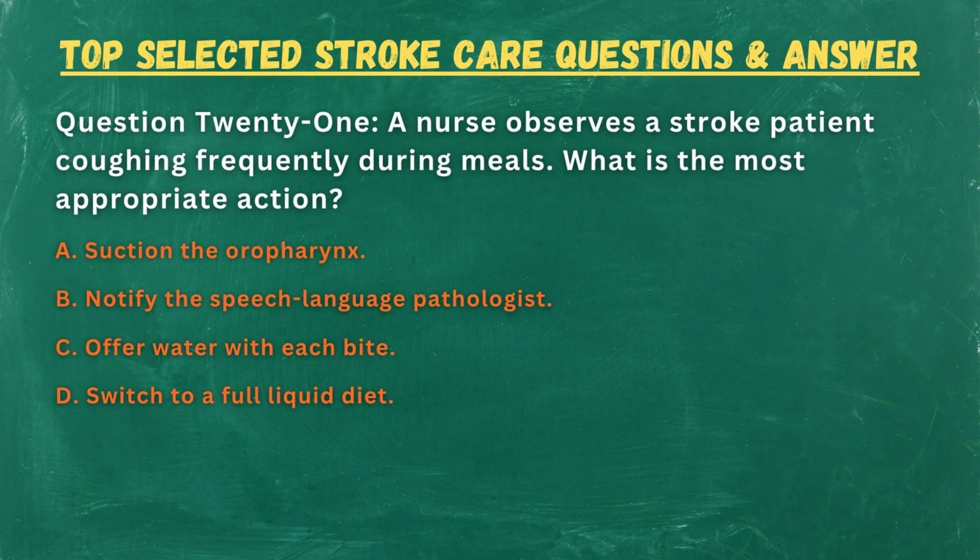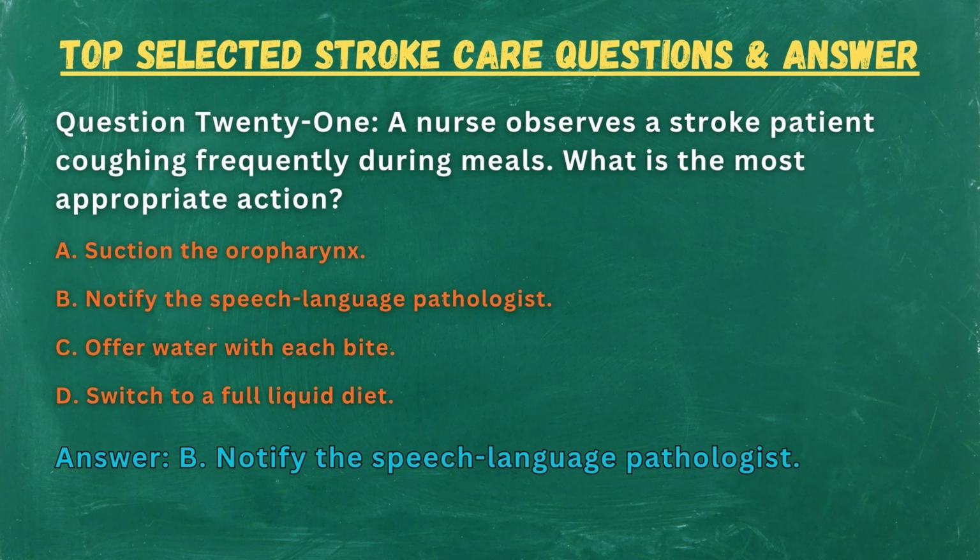Question 21. A nurse observes a stroke patient coughing frequently during meals. What is the most appropriate action? A. Suction the oropharynx. B. Notify the speech-language pathologist. C. Offer water with each bite. D. Switch to a full liquid diet.